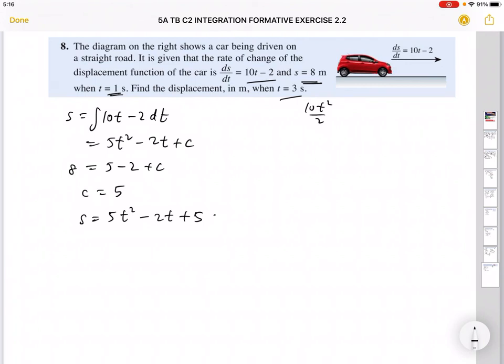And to find the displacement when t is 3, just substitute inside: 5 times 3 squared minus 2 times 3 plus 5. So this is 9 times 5 is 45, minus 6 plus 5. So 45 minus 1, 44 meters.